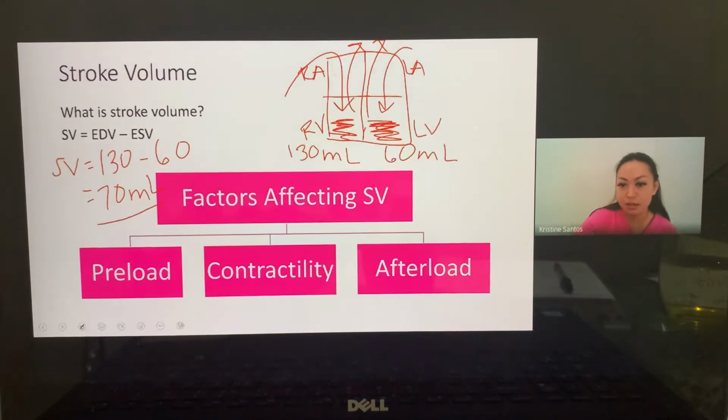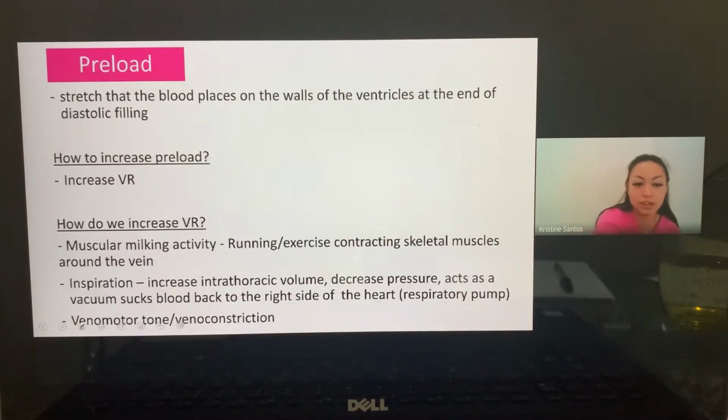So, how do we increase preload? Going back to this diagram of the heart, how are we going to increase this filling? It's kind of obvious. We basically just try to increase the amount of blood that's going into the ventricles, right? And that's what we call venous return. So if we increase our venous return, VR, we're going to increase our preload.